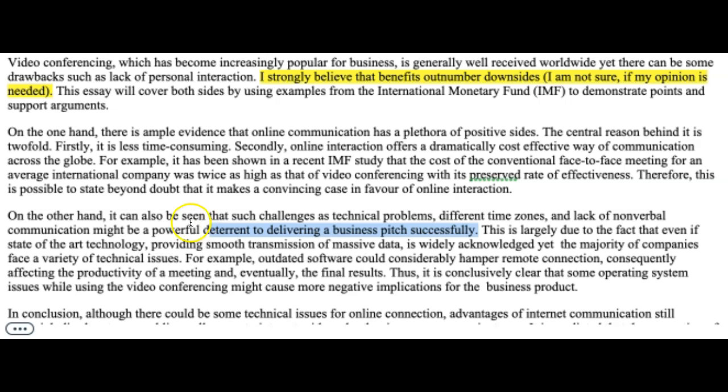This is largely due to the fact that even if state-of-the-art technology providing smooth transmission of massive data is widely acknowledged, okay, so we don't need the "yet" because we've got "even if." Okay, so let's see. Even if state-of-the-art technology providing smooth transmission of massive data is widely acknowledged, the majority of companies face a variety of technical issues. So maybe just review how to use "even if" and "yet."